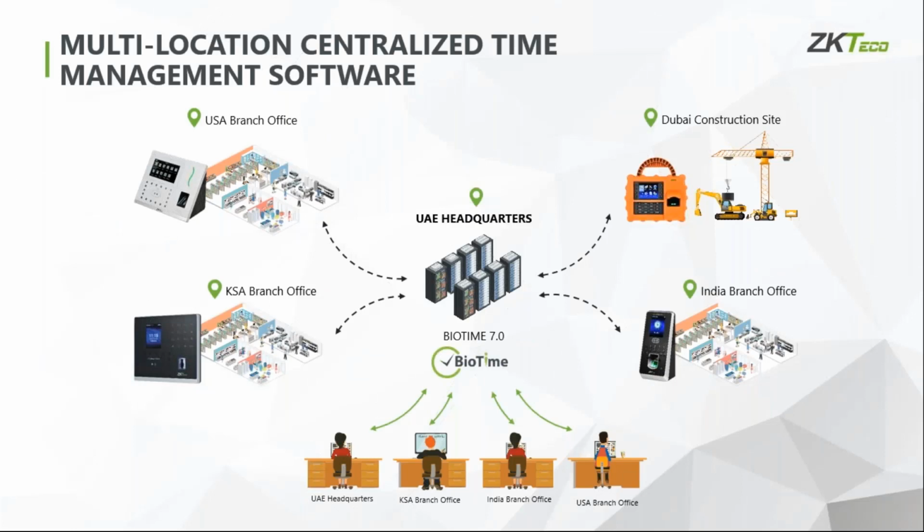This is an overview diagram, showing how the system works. You can see BioTime 7.0 in the center, which is the server. On the server, you install the software setup. Then you can connect the machines from different locations through the internet. As I mentioned, you can use LAN, 3G, or Wi-Fi, depending on the device, and it will be connected to the server in real time. The server has one database and the application part.